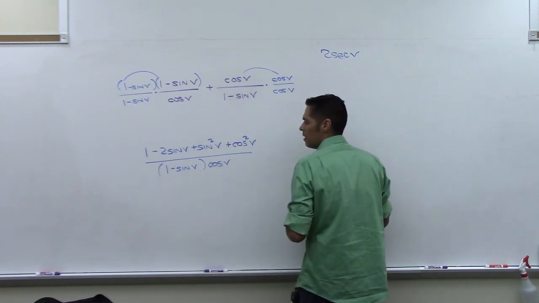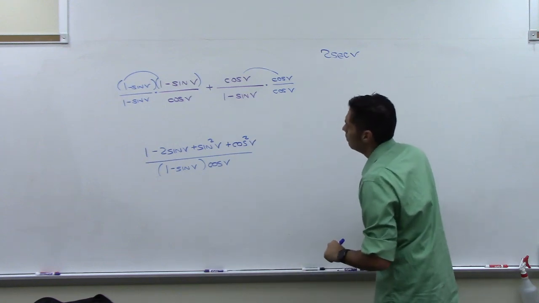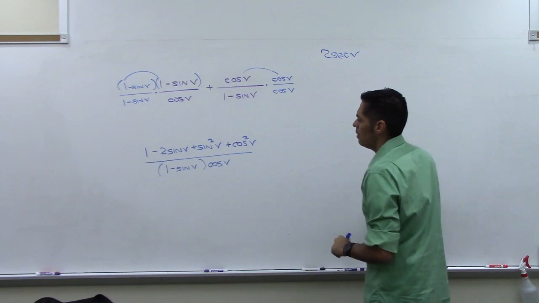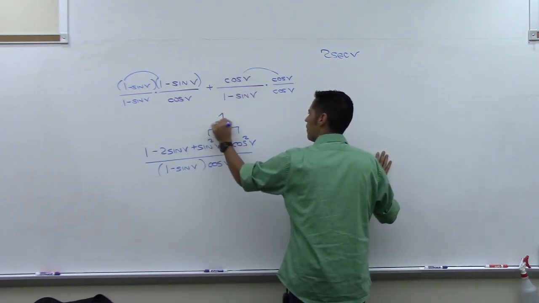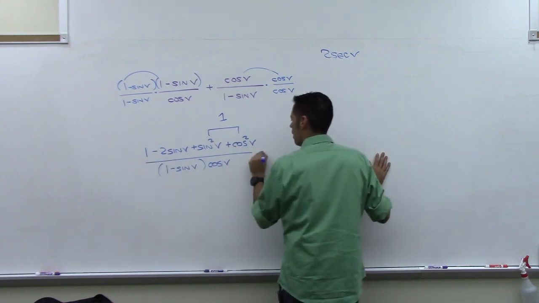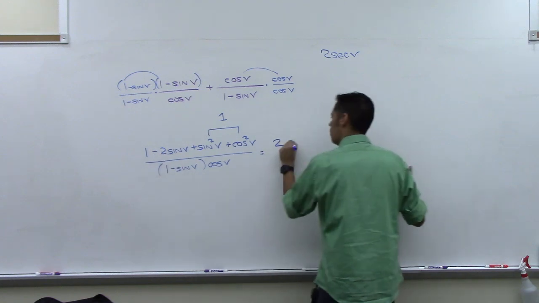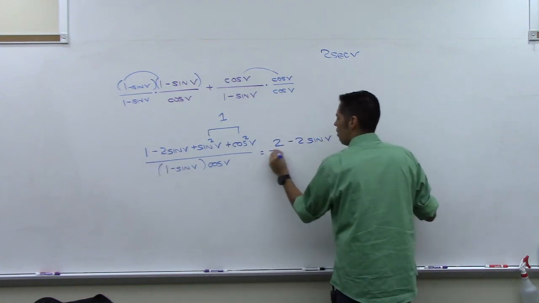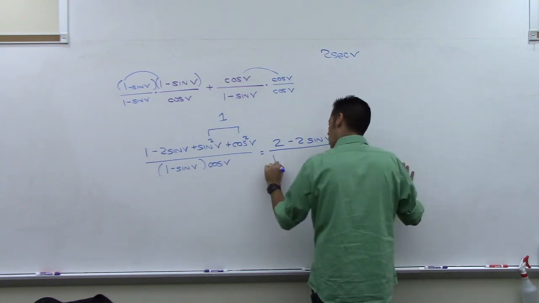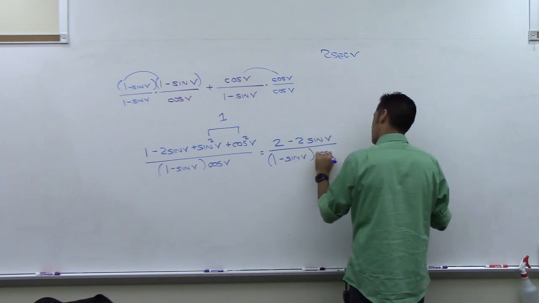Ooh, Pythagorean identity. Right? Pythagorean identity, that's 1. Yeah, this right here, this and this together, that's a 1. And I already had a 1 out there. So that means I have a 2. So I have 2, and then minus 2 sine v, that's all that's left up top, over 1 minus sine v times cosine v. Oh, wow.